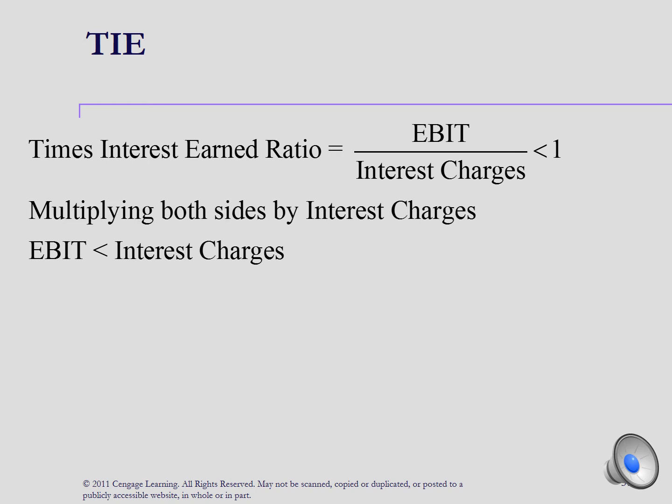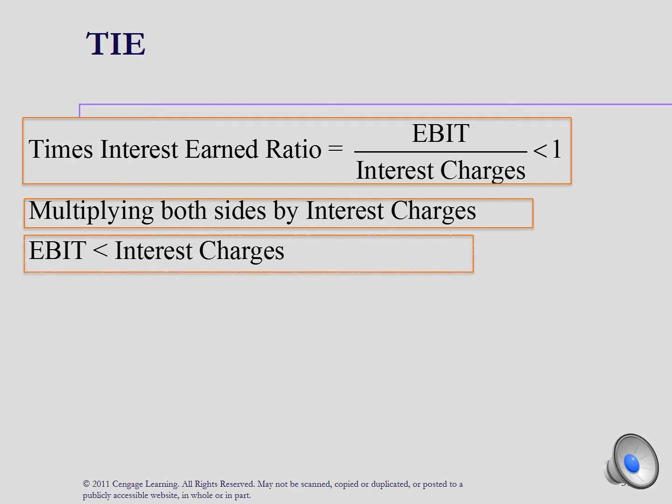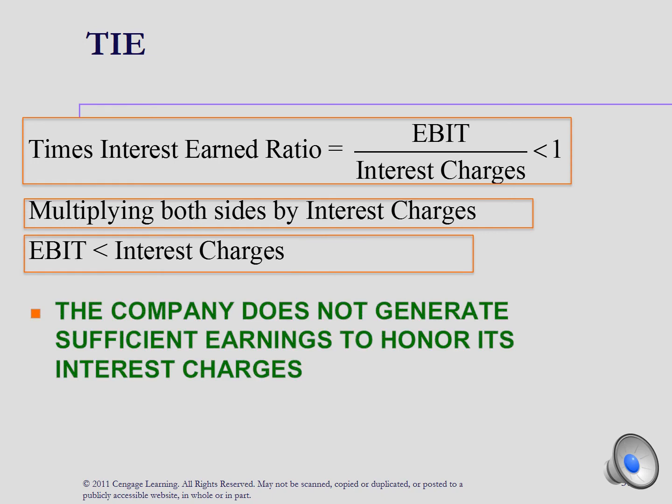If the times interest earned ratio is less than 1, by definition, it means earnings before interest and taxes divided by interest charges is less than 1. Multiplying both sides by interest charges, we obtain earnings before interest and taxes are less than interest charges. That is, the company does not generate sufficient earnings to honor its interest charges.